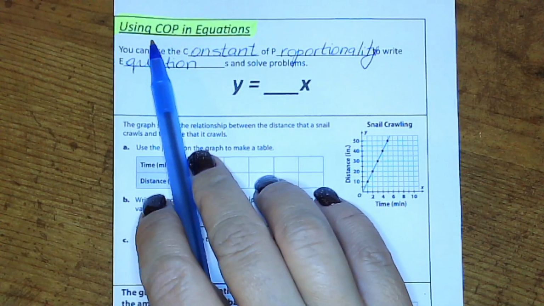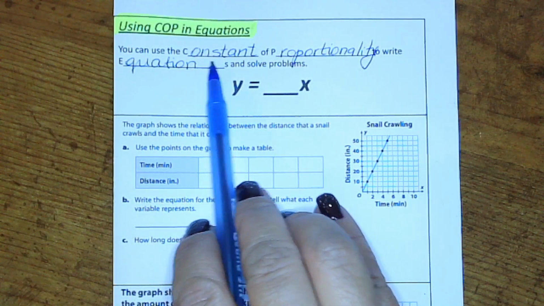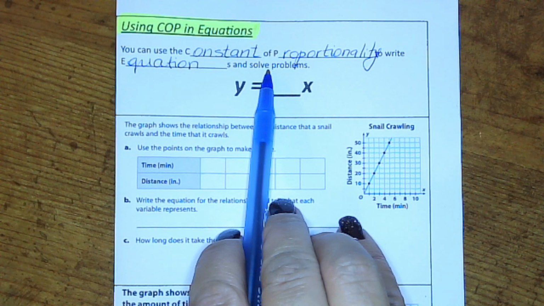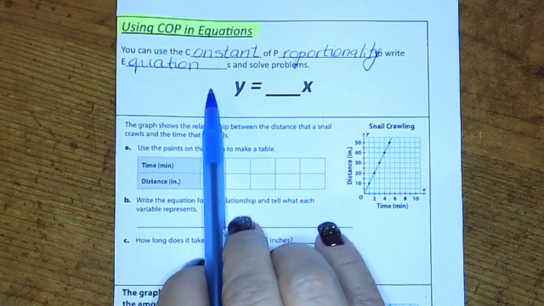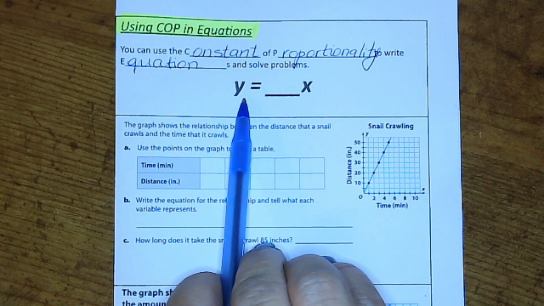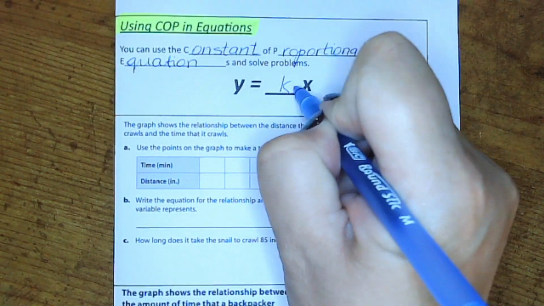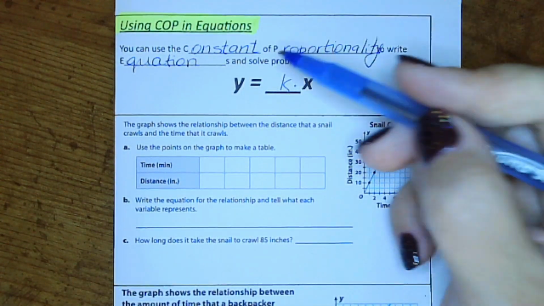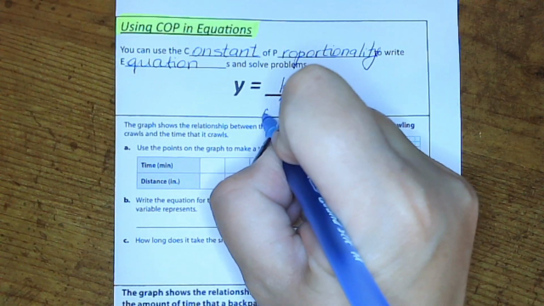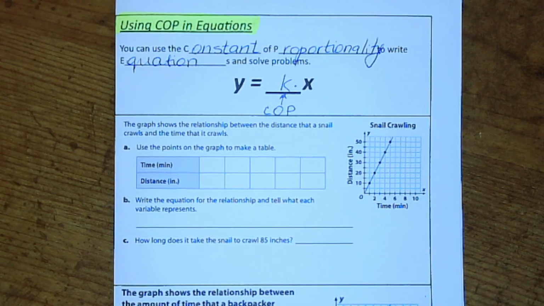We'll be using constant of proportionality in equations. We can use the constant of proportionality to write an equation or equations and solve problems. The equation will be of the form y, where the y coordinates are dependent, equals k, which is the constant of proportionality, times the x values. So this is our constant of proportionality, COP, or unit rate in the problem.